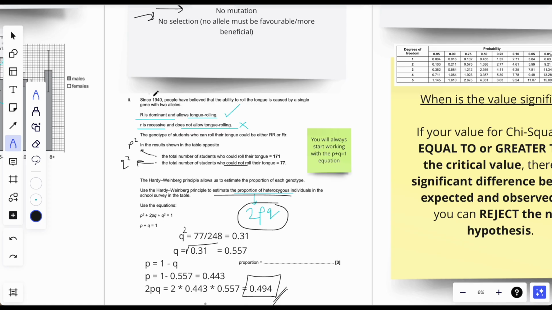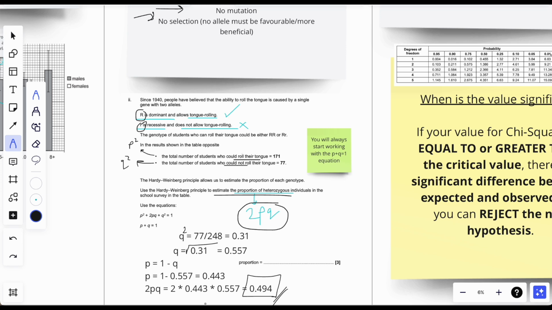Right, let's start from the beginning. Capital R is dominant, and it means tongue rolling. Little r is recessive, it means that they do not allow tongue rolling. So, the total number of students who could roll their tongues is 171. The total students who could not roll their tongues is 77.